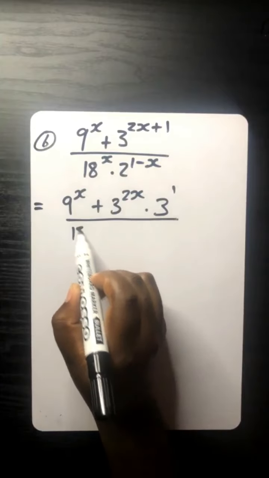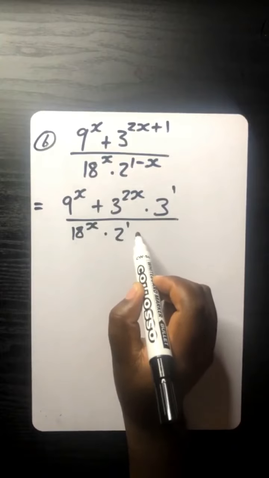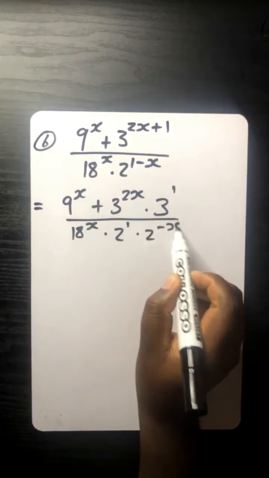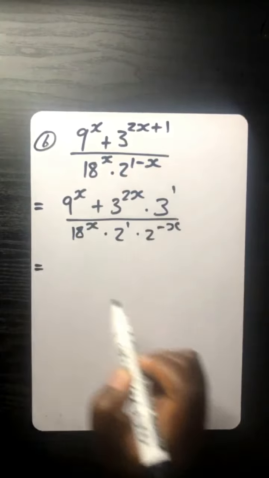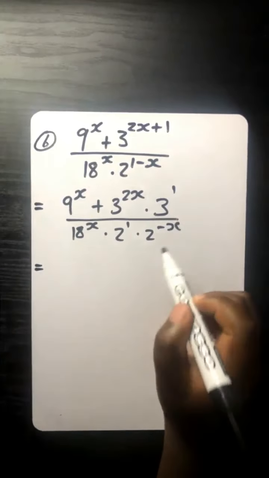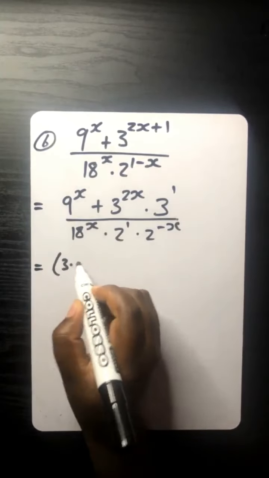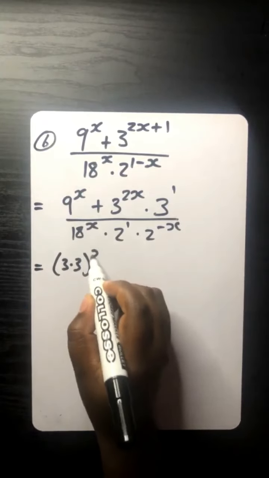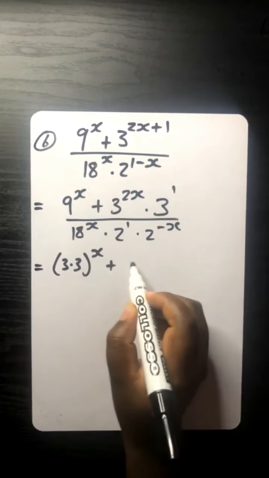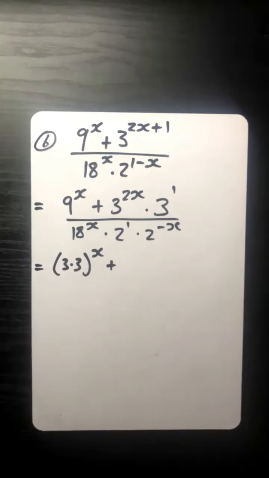Divided by 18 to the exponent x, 2 to the exponent invisible 1 multiplied by that to the exponent -1. So now that I've done that, I think the next step is to work out the bases. 3 multiplied by 3 is the same as 9 to the exponent that, multiplied, it's a plus. Something to be very careful about, guys.